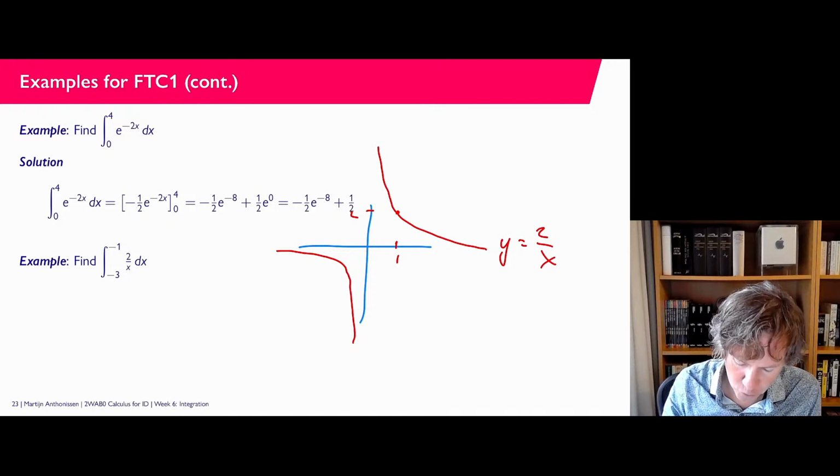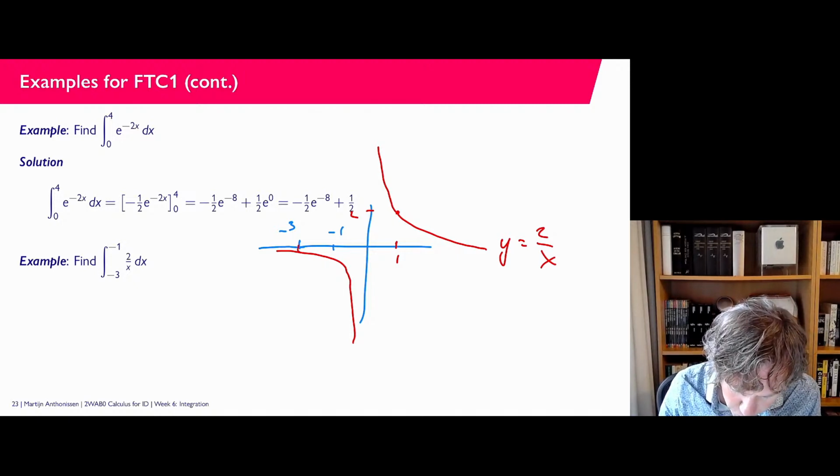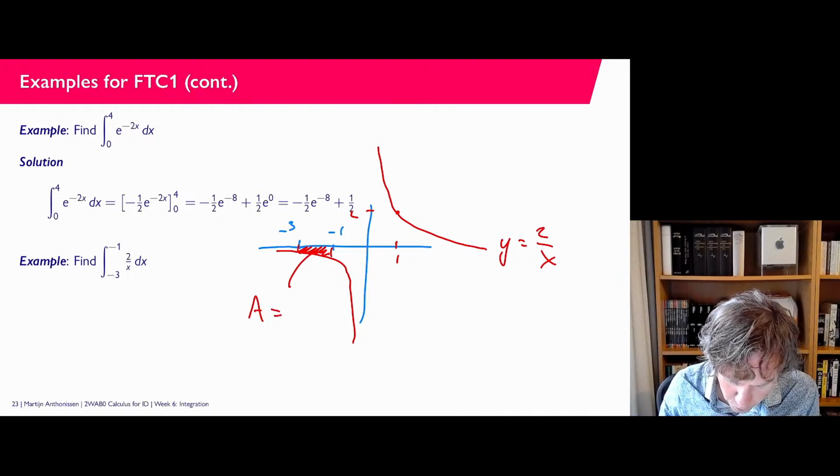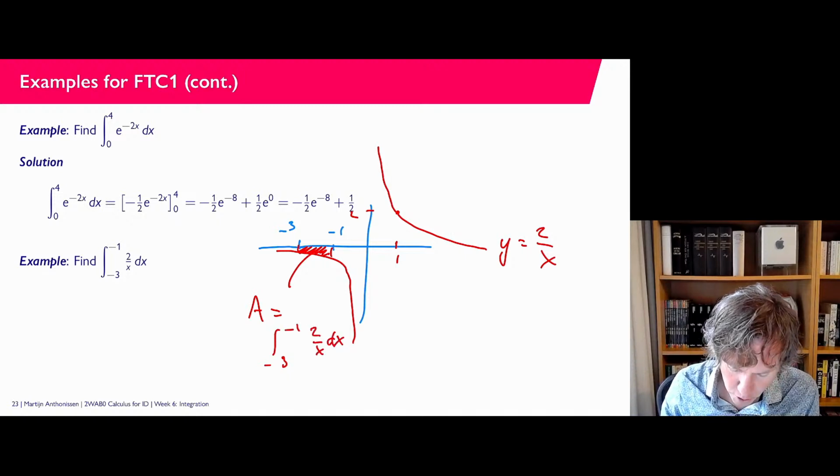And now we have to integrate it. Let's make this a little bit longer here. We have to integrate from, say, -3 to -1. So what we are interested in here is the area, the integral from -3 to -1 of 2/x dx. So we are trying to compute the red area you see here. Okay.